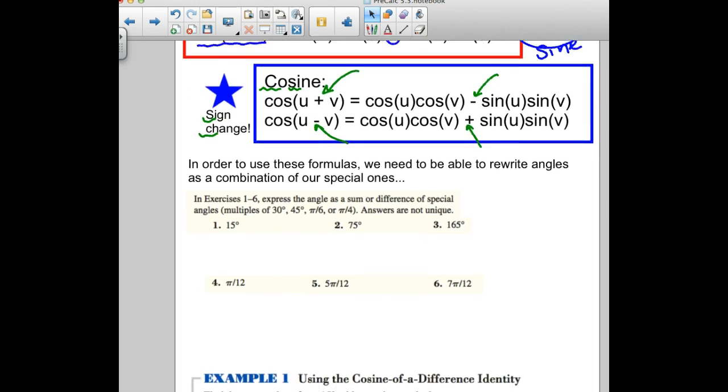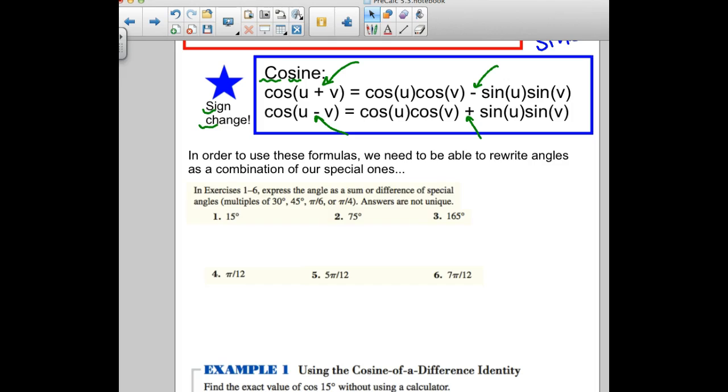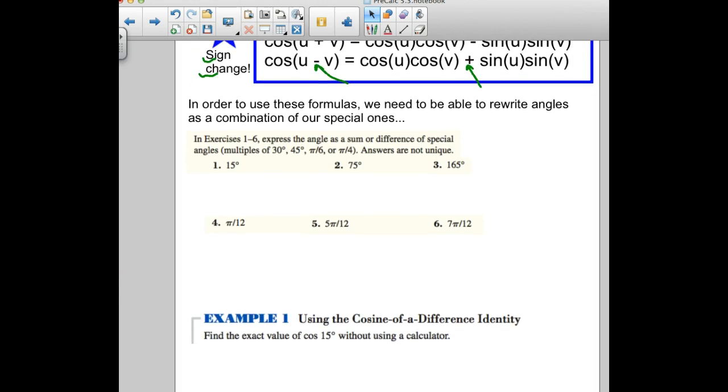Okay? In order to use these formulas, we need to be able to write angles as a combination of our special ones. So we know our 30s and 60s, our 45s, our nice quadrantal 90, 180, that type of thing. So we want to look at how we can create these angles using some of our special ones. There are often many options, so if you can come up with some other ones, that's perfectly fine. Our first one, we're trying to create a 15-degree angle. Well, 15 degrees could be thought of as 45 degrees minus 30 degrees. And we know values for sine, cosine, and tangent of 45 and 30, so we would use that combination.